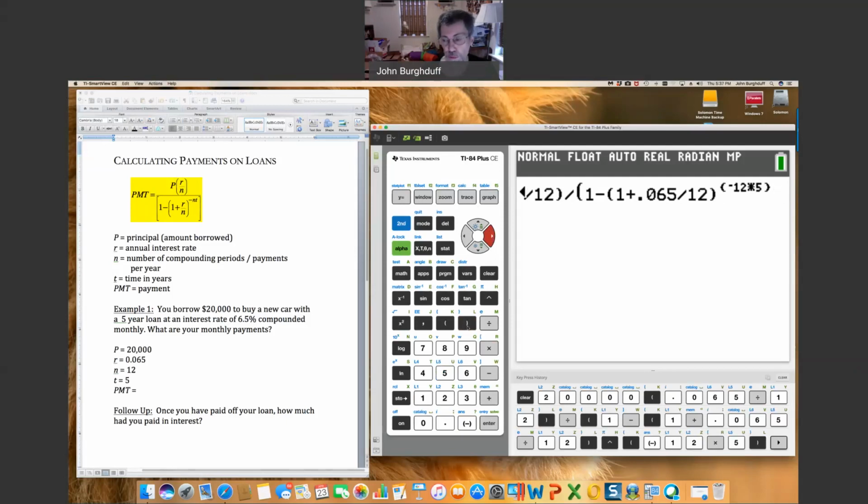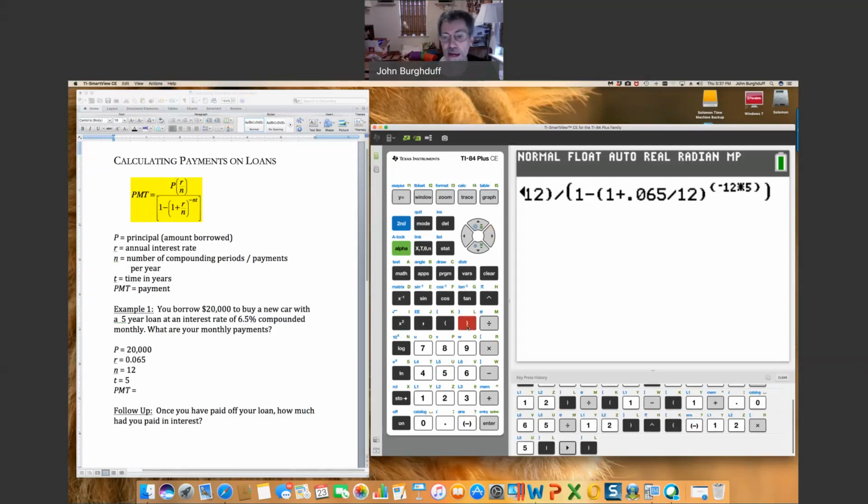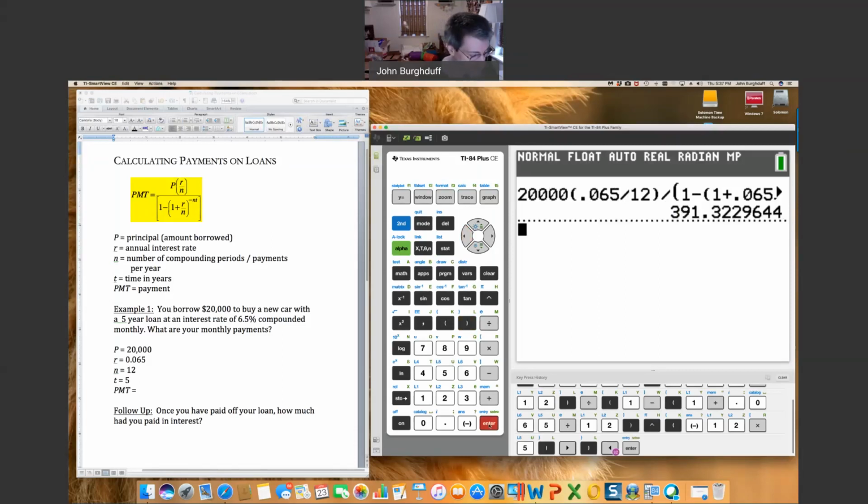These are the square parentheses. Now everything you see here is exactly the way it would look when you enter this exactly as it looks into the calculator. So we can hit enter and we will get our calculation, $391, and rounding that off to the nearest cent, that would be 32 cents.